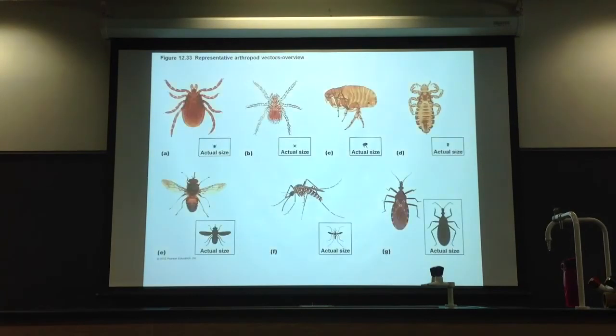The last slide will just give you a visual picture of the body parts of these arthropod vectors, and it will also tell you their actual size. You can see how big they are. Now these two are the arachnids. They have 8 legs. This is the tick. That's the mite. Difference: small, big. And here are their actual sizes.